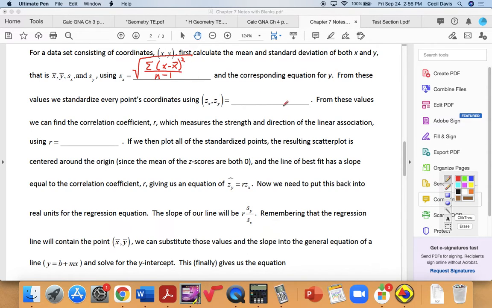And the corresponding equation for y. From these, we could standardize every point's coordinates. How do we find a z-score in x? X minus x bar over standard deviation. Right. So it's x minus x bar over the standard deviation in x, comma, y minus y bar over the standard deviation in y.